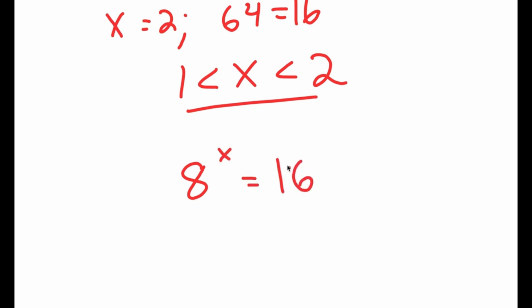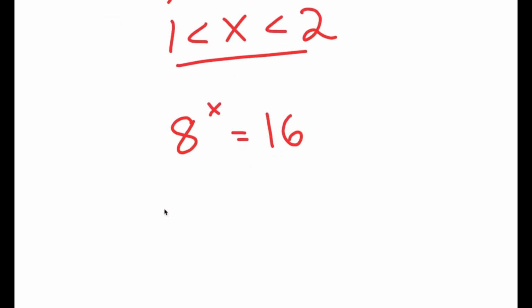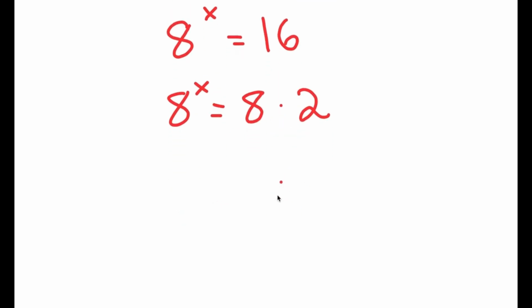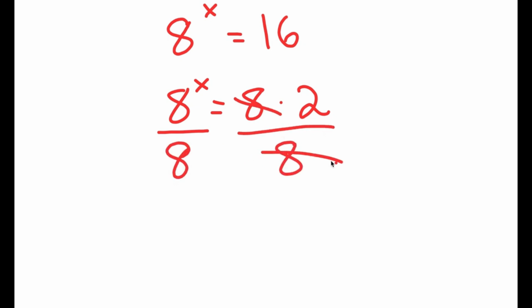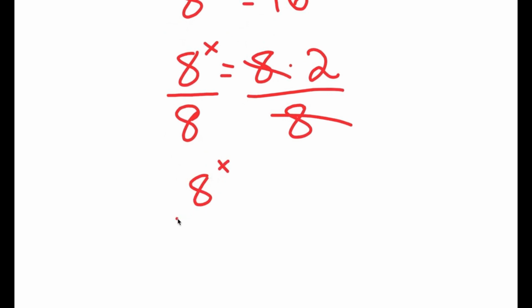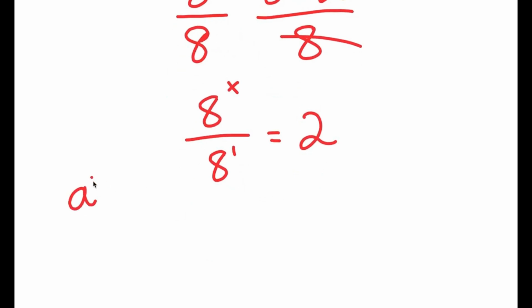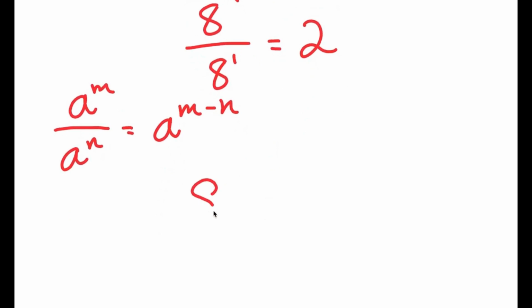Well, what I can do is rewrite 16 as 8 times 2. Now what I'm going to do is divide both sides by 8. So then these two cancel out, and I get 8 to the power of x over 8 is equal to 2. Now if I have something in the form a to the power of m over a to the power of n, this is equal to a to the power of m minus n. So 8 to the power of x over 8 to the power of 1 is equal to 8 to the power of x minus 1, which is equal to 2.